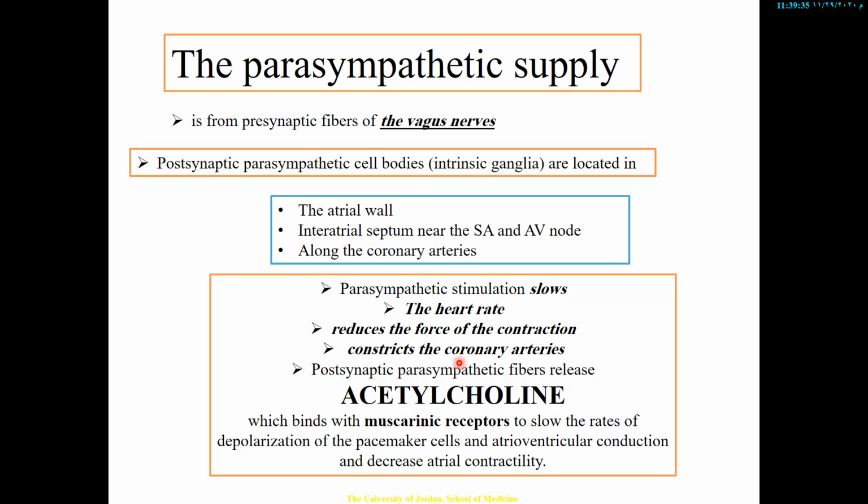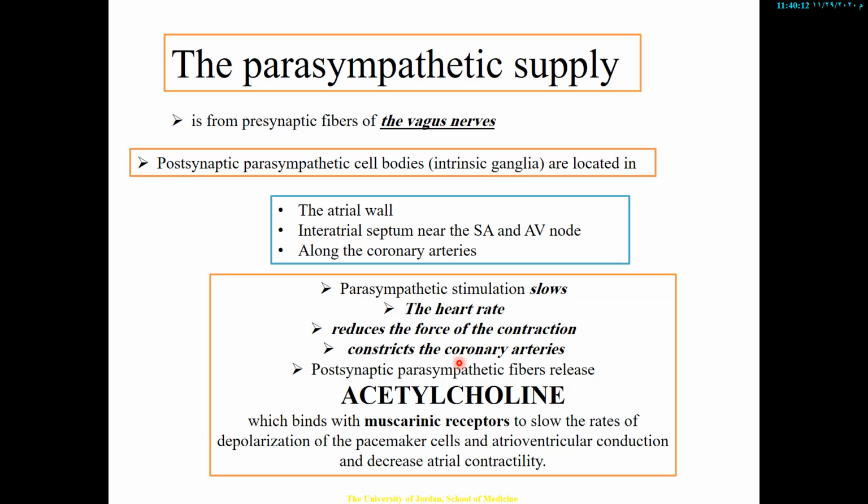Postsynaptic parasympathetic cell bodies, of course, are located within organs, as the parasympathetic system does all the time. The postsynaptic parasympathetic cells are usually within the organ itself. The heart is not an exception. These postsynaptic parasympathetic cells are located in the atrial wall, interatrial septum, near the SA node and AV node. We will talk about them along, of course, the coronary arteries.